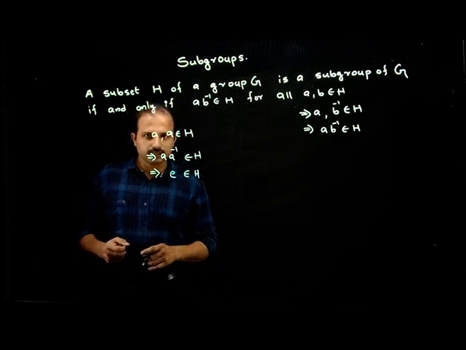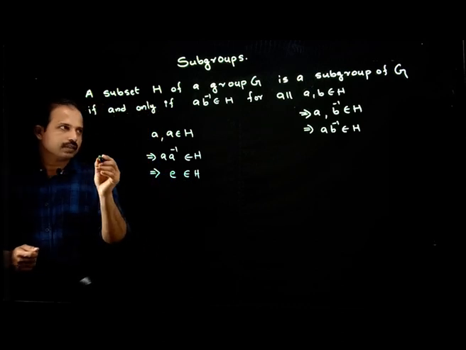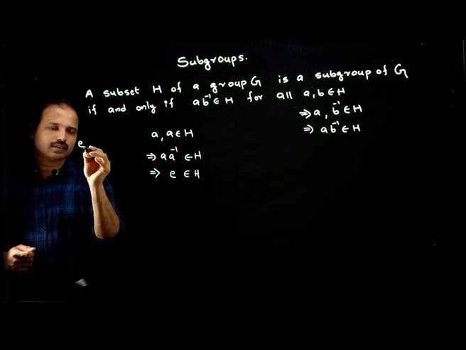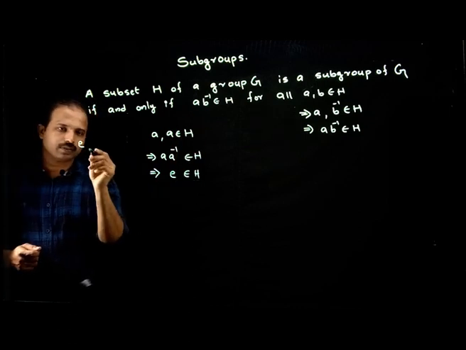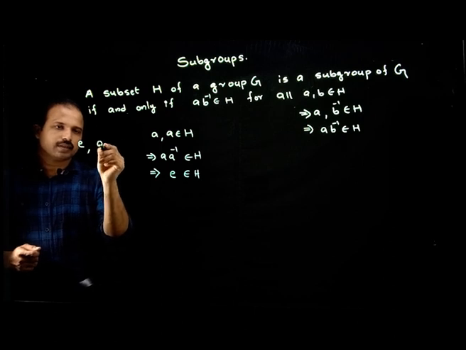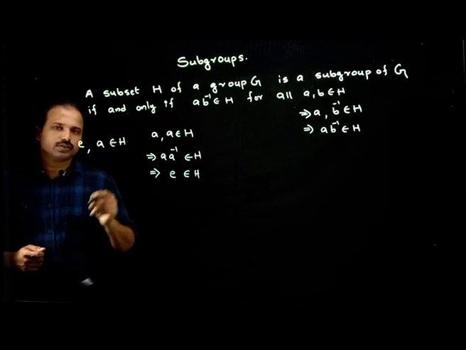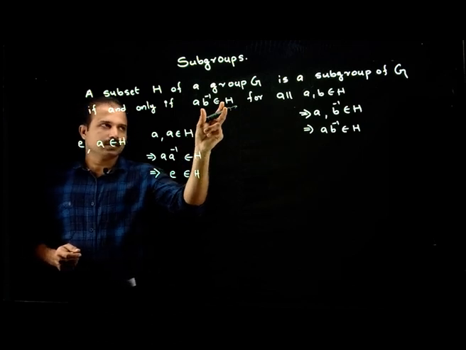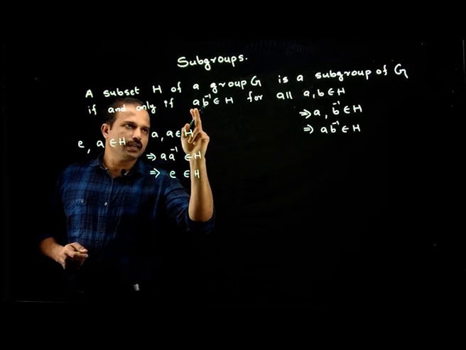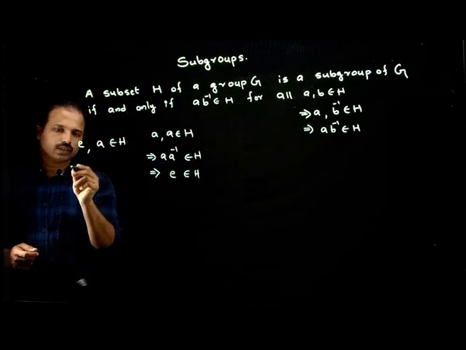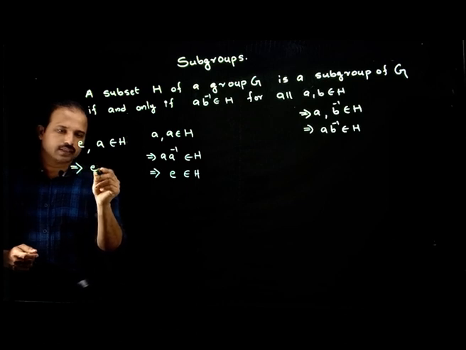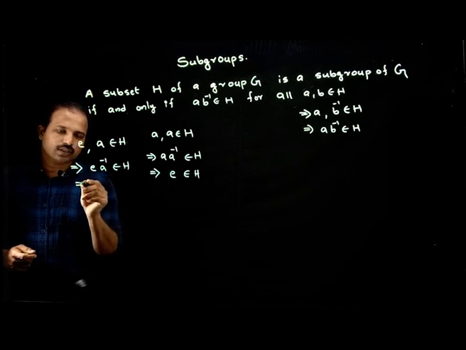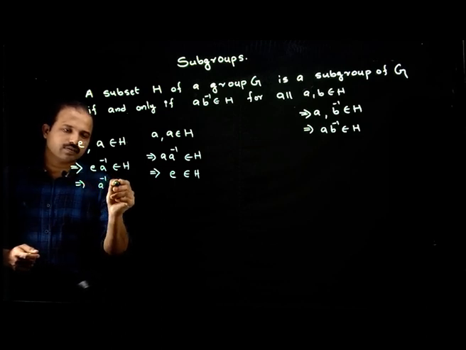Now once again I am choosing two elements from H, and the first element is E. By this condition E is an element of H, and the second element is A belongs to H. So we have chosen two elements from H. Once again you apply this condition. AB belongs to H implies that AB inverse belongs to H. Now EA belongs to H implies that EA inverse belongs to H. Now EA inverse is A inverse, so A inverse belongs to H.